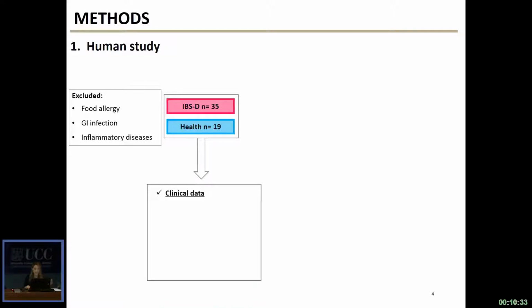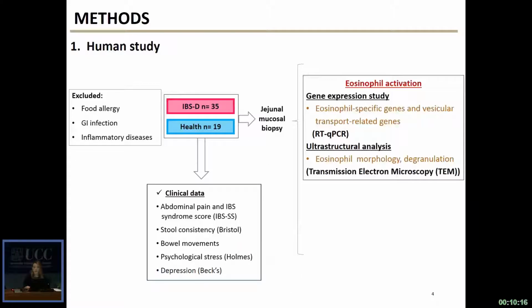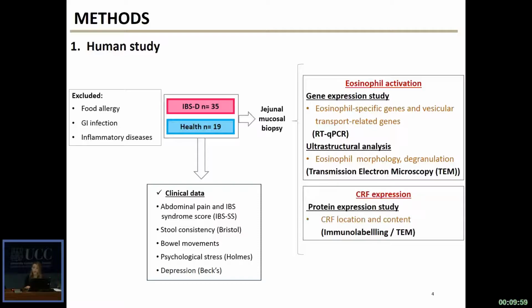We assessed the clinical data, including the abdominal pain and the IBS symptom score, the stool consistency, the number of bowel movements, and the psychological stress and depression levels, all with validated questionnaires. A jejunal biopsy was obtained and processed for the analysis of eosinophil activation by gene expression for genes involved in eosinophil chemotaxis, activation, and secretory activity by real-time PCR, and for the analysis of the ultrastructure by transmission electron microscopy. CRF location and content were evaluated by immunolabeling in transmission electron microscopy.